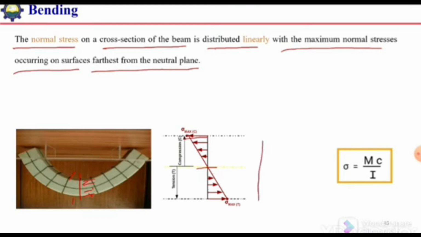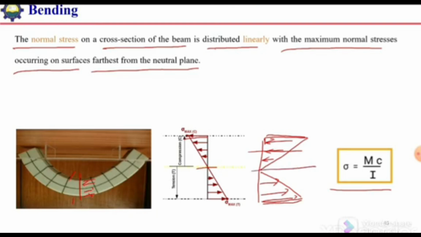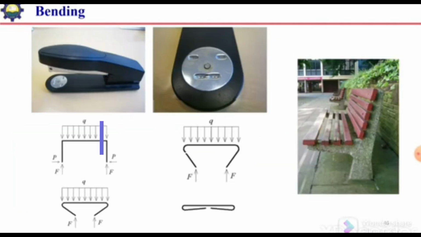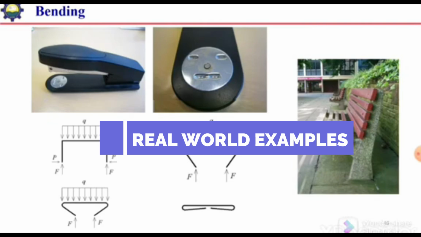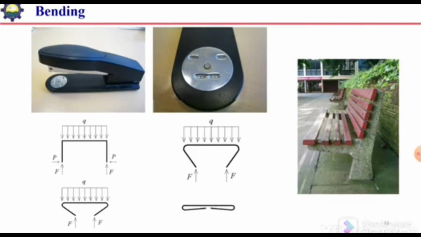We can also write it like this: here it is compression, forces toward the section, and here it is tension, and their extreme value or highest value is at the extreme fibers. We can calculate the stress at any location by using this relation: sigma is equal to Mc over I, or My over I. Here c is the distance from the neutral axis up to the point where we want to calculate the stress value. Here there is a demonstration of the bending phenomenon, how bending occurs and how it affects the design.